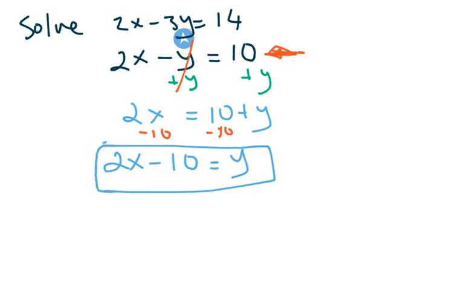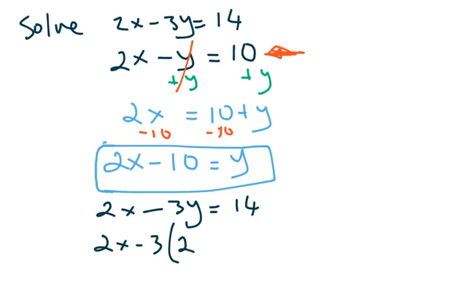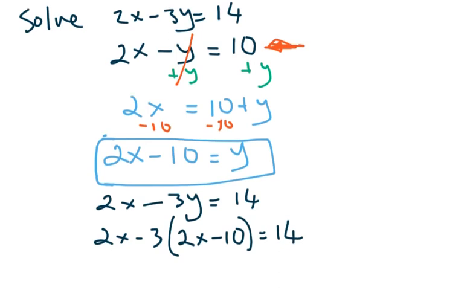Now I substitute that back into the other equation. So instead of saying y up here, minus 3y's, I'm going to go minus 3 of these. So let's have a look at that. I'm going to go 2x minus 3y's is equal to 14. But instead of writing 3y, I'm going to write 3 of these. So I'm going to have 2x minus 3 times, big bracket, 2x minus 10, is equal to 14.